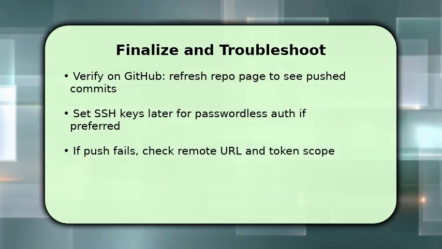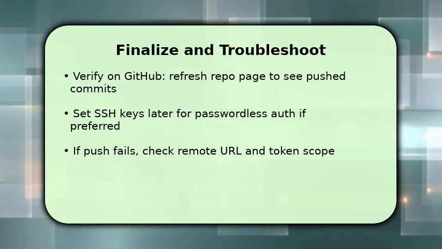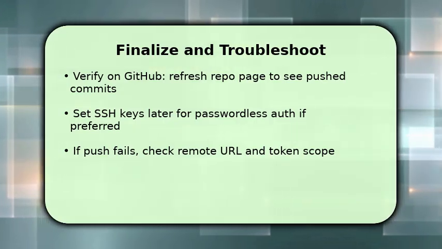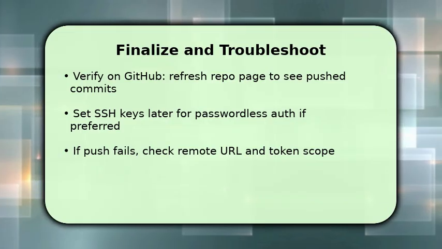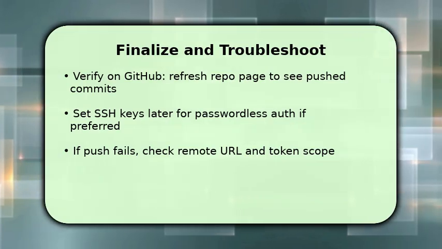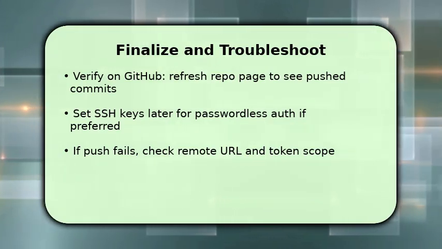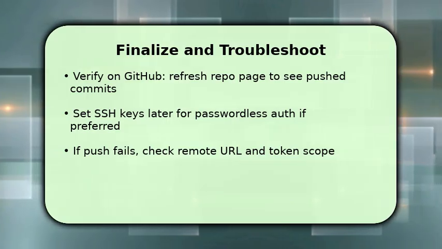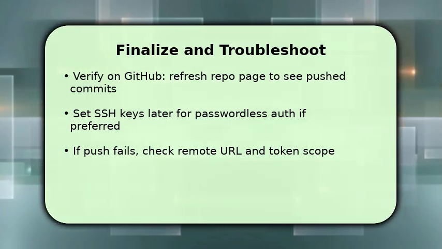If you encounter errors on push, first check the remote URL via git remote -v and ensure your token has repo scope. Update stored credentials or rerun git remote set-url origin if needed. If conflicts occur, pull, resolve, then commit and push again.